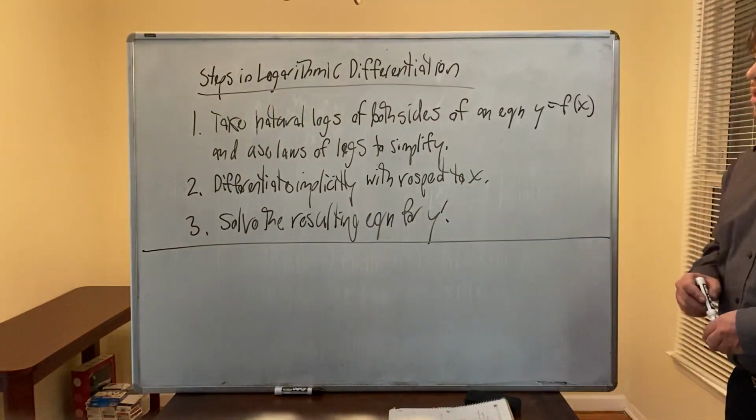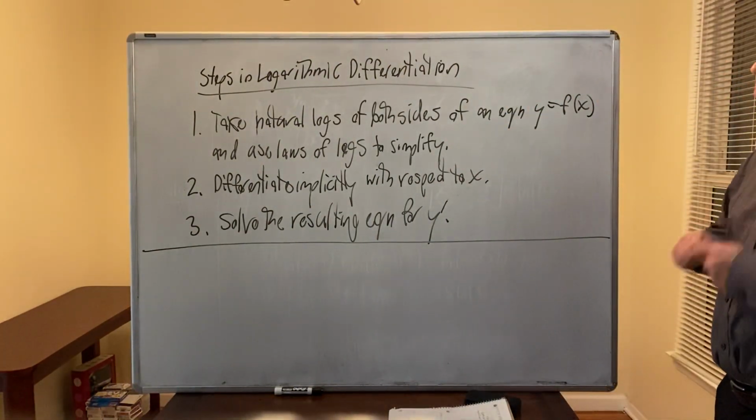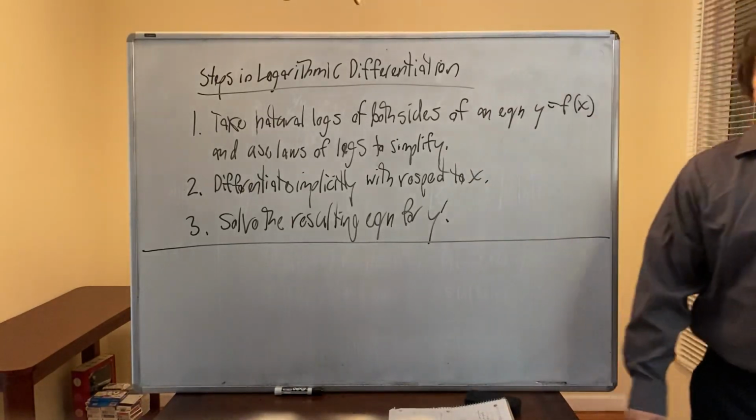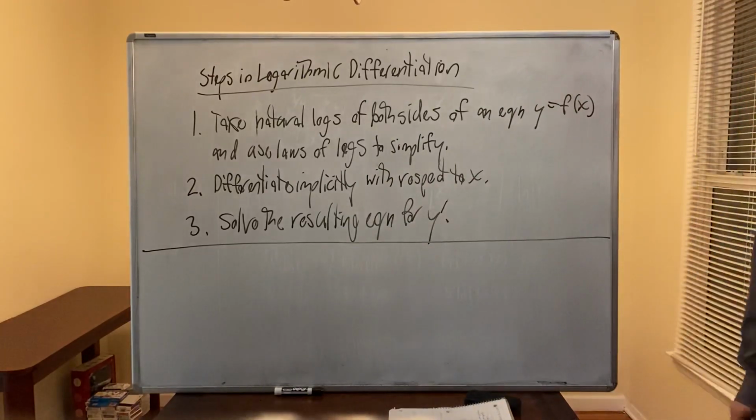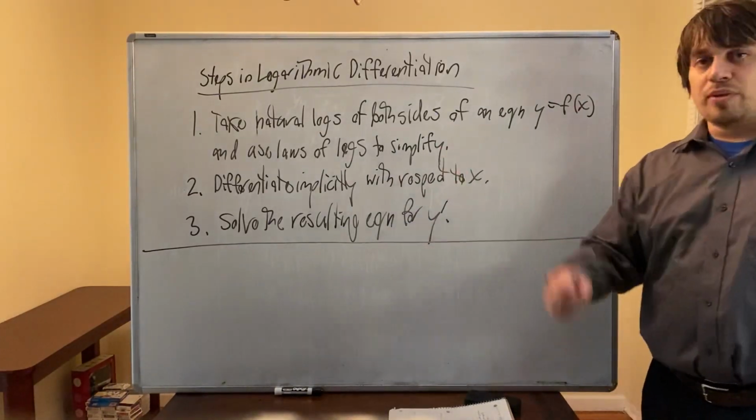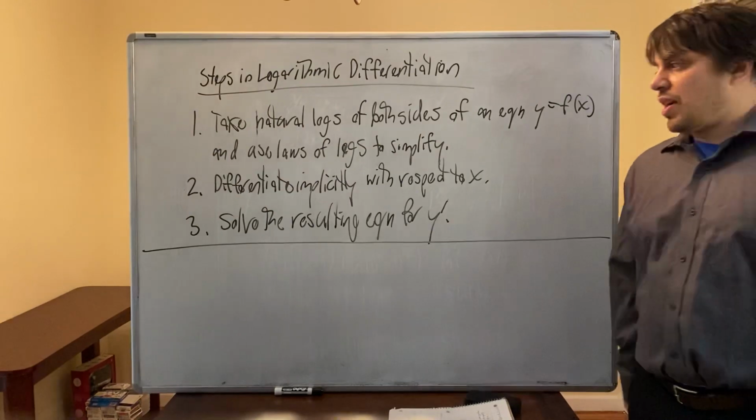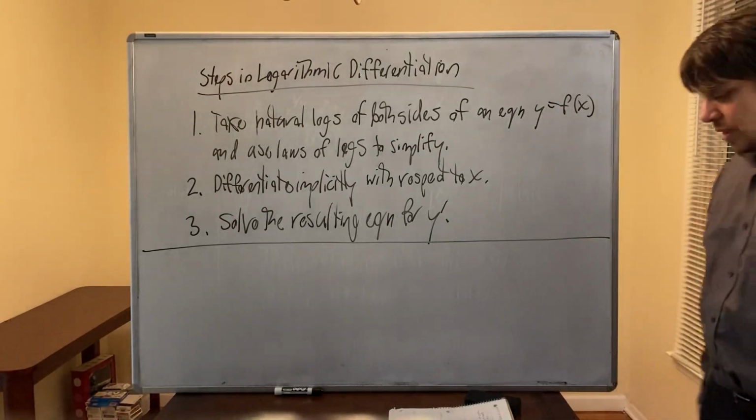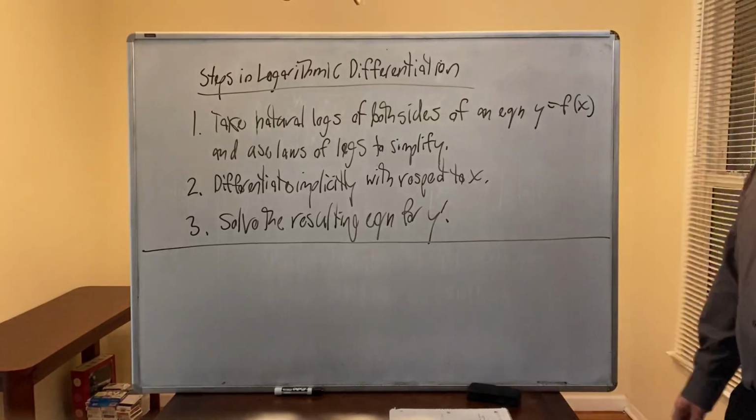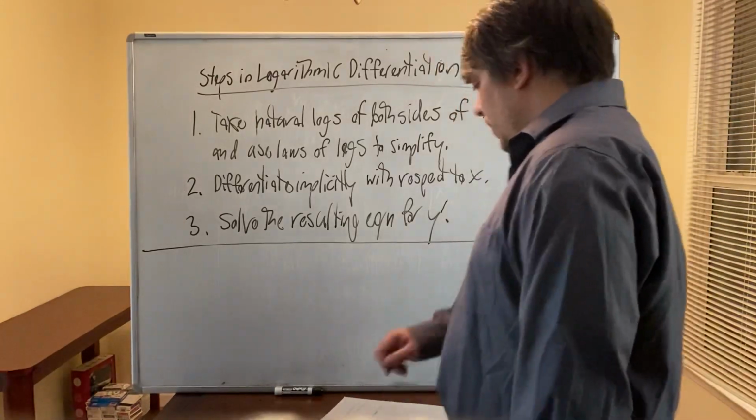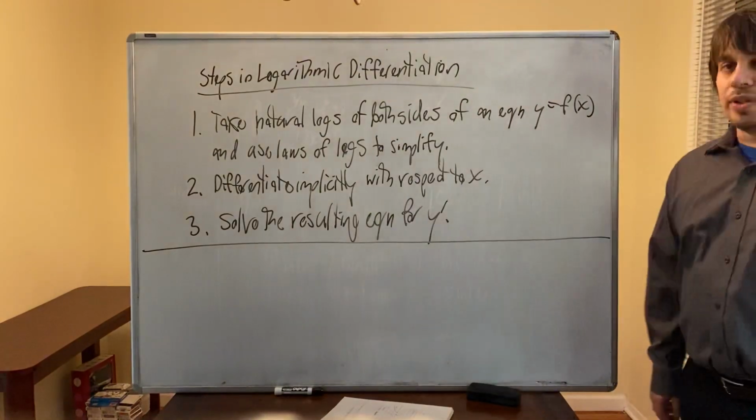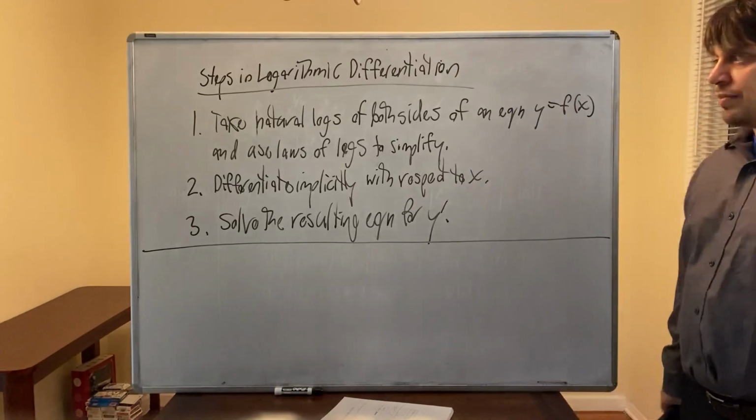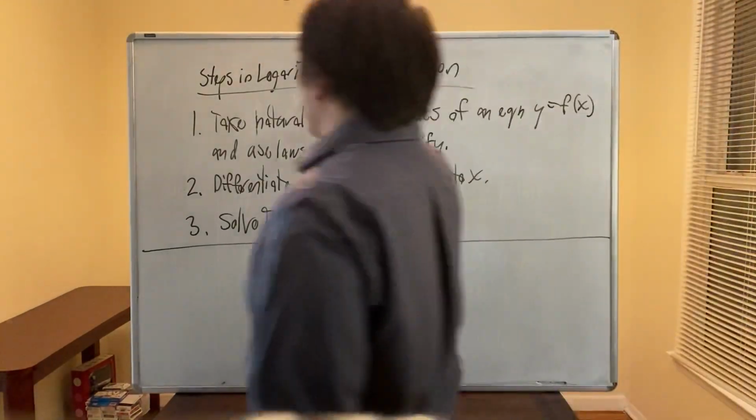Okay? Step 1, take natural logs of both sides of an equation y equals f of x and use laws of logs to simplify. Step 2, differentiate implicitly with respect to x on both sides of the equation. Step 3, solve the resulting equation for y prime. And you're done. Those are the 3 steps of logarithmic differentiation. Okay, and so that's the end of 5.2. Okay, keep going.